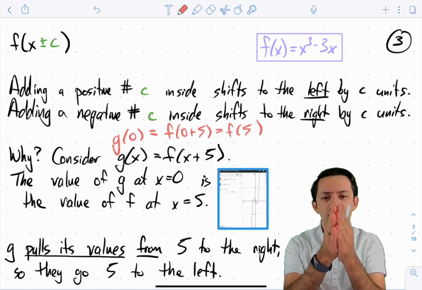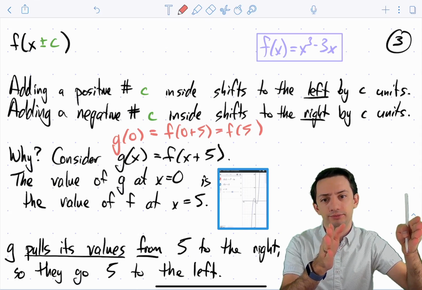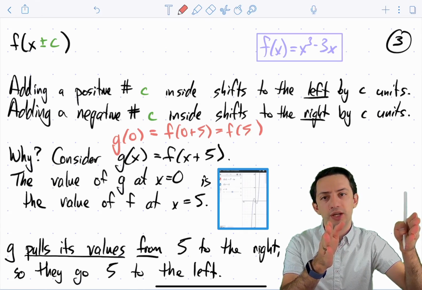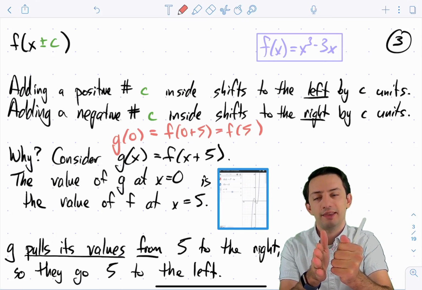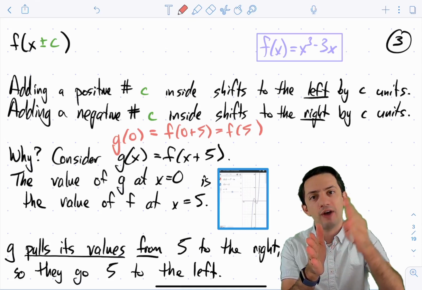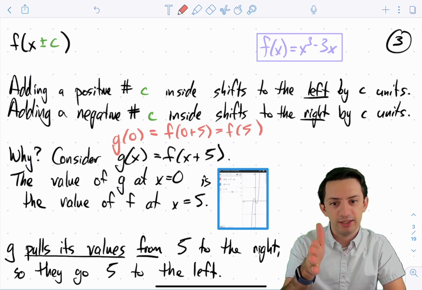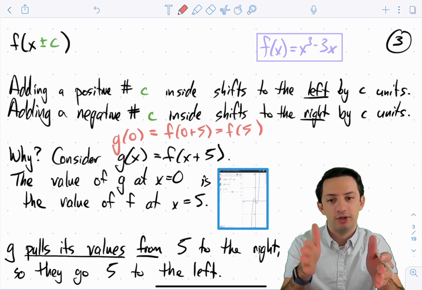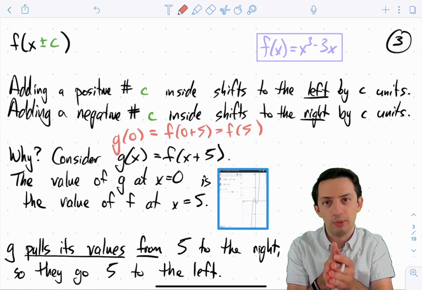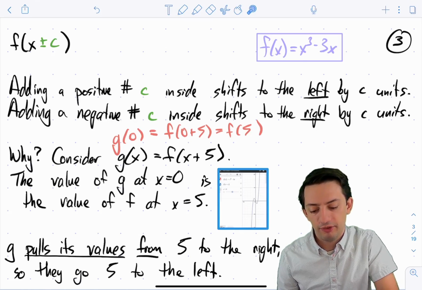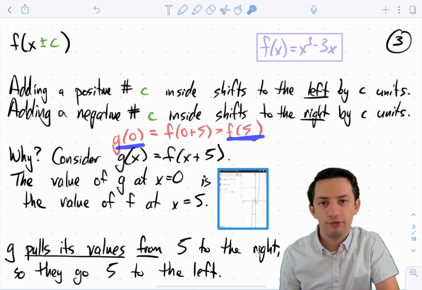So think about that for a minute. g gets its value at 0 from f's value 5 to the right. So you should think about g as pulling its values from 5 to the right over to where it is. The value of f at 10 looks 5 to the right at 15 and then pulls it over. So that means g is to the left of f. So how do I get from f to g? I shift to the left by 5. Okay, let me say that one more time.